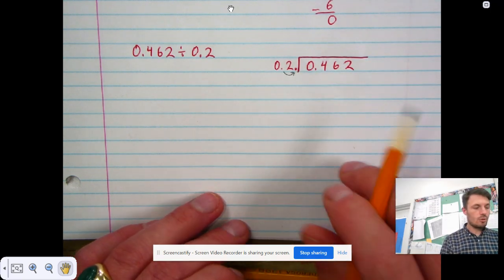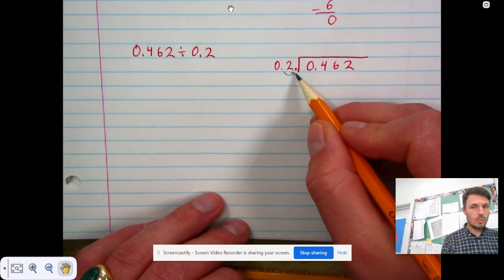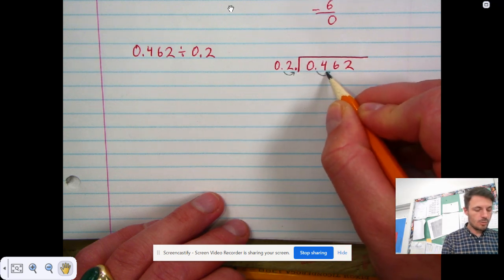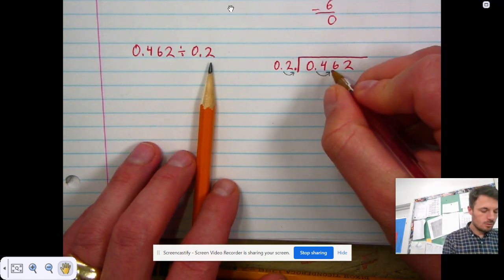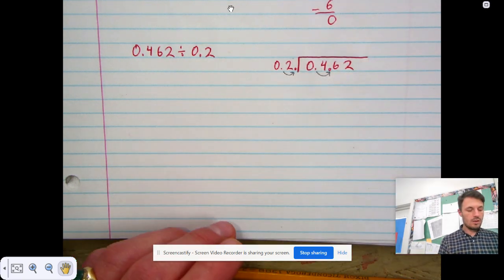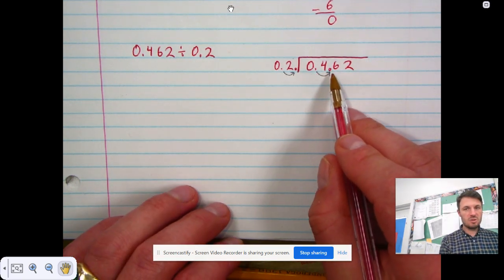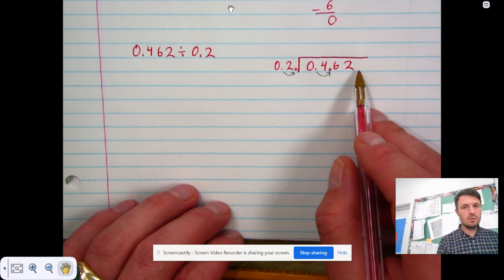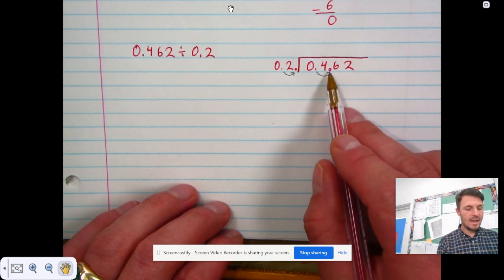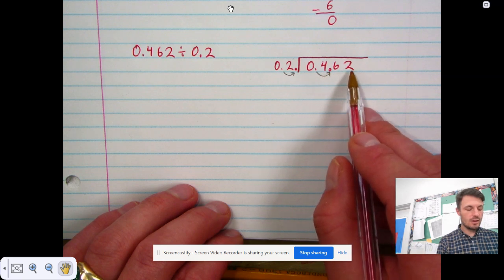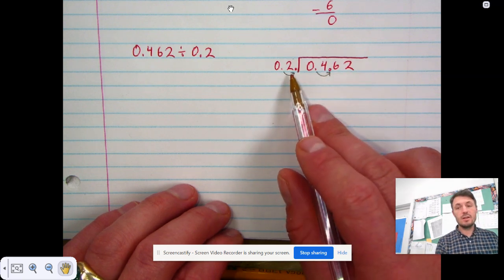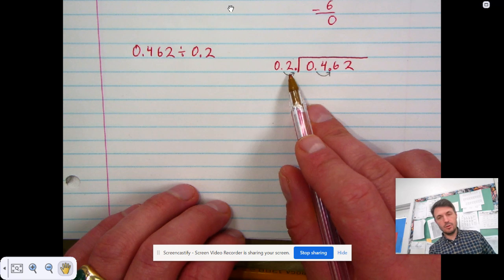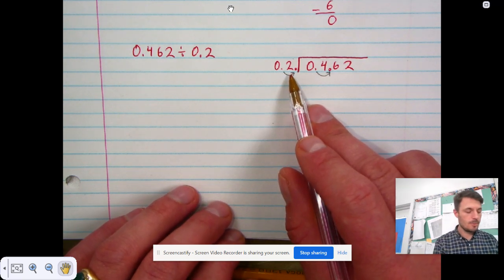Step 2, decimal in the dividend copies. He hopped one time, so he hops one time too. Now he's no longer here. Now the decimal point is right here. So now instead of having 462 thousandths, now we have 4 and 62 hundredths divided by, it's not 2/10 anymore. Now it's just 2, because now the 2 is to the left of the decimal point.